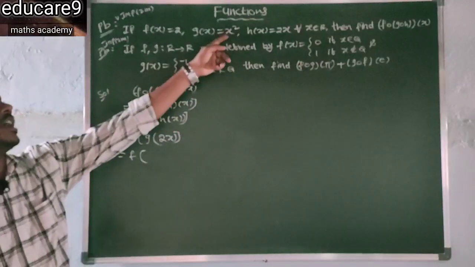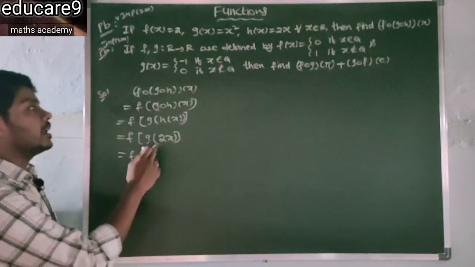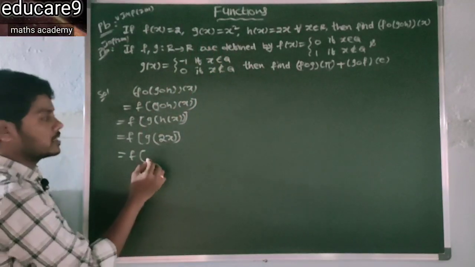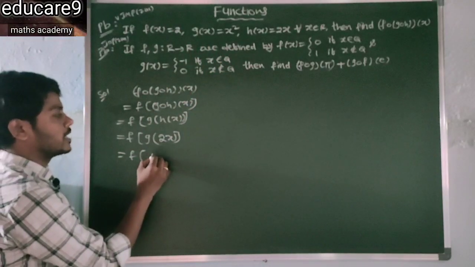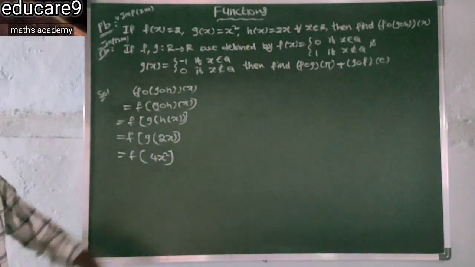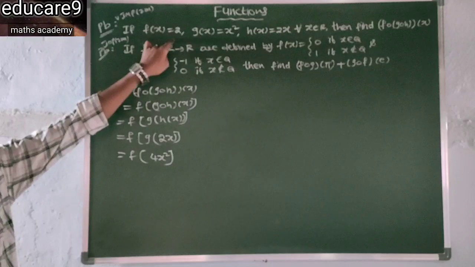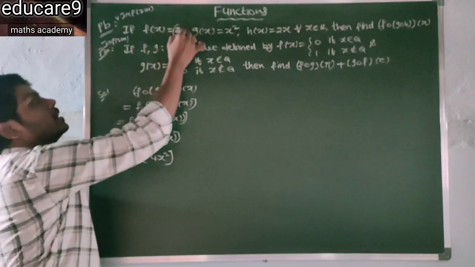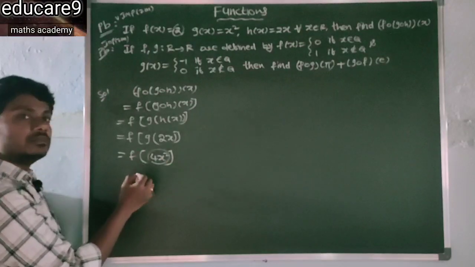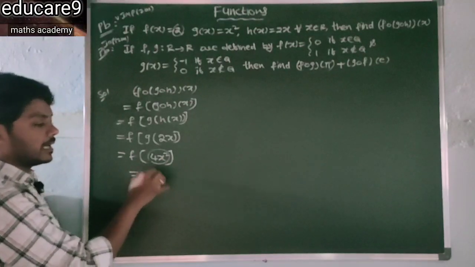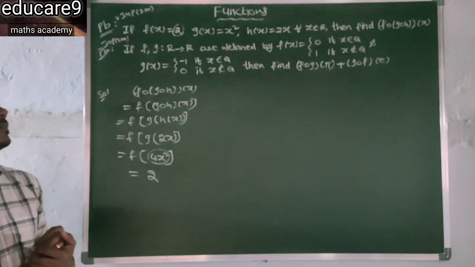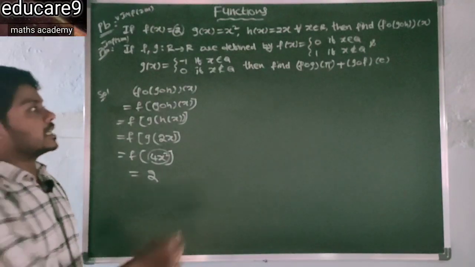So what is g of x value? x square. But here in place of x, 2x, so replace x by 2x. So that is 2x whole square. You get 4x square. Now what is f of x value? Constant. 2 only. So clearly f of any value you get a constant, because it is a constant function. So see the next solution.